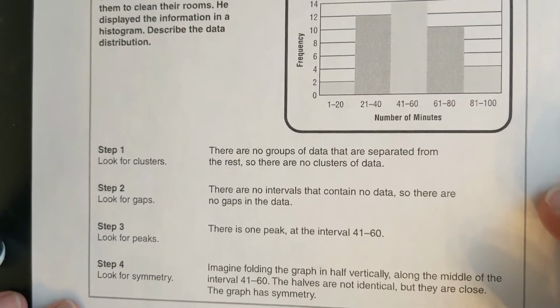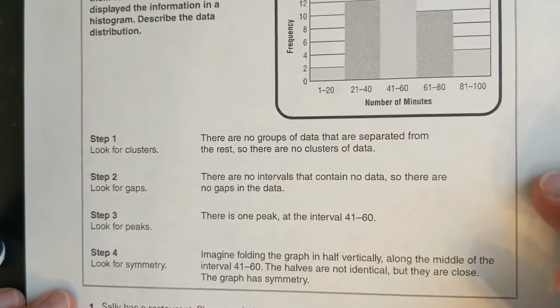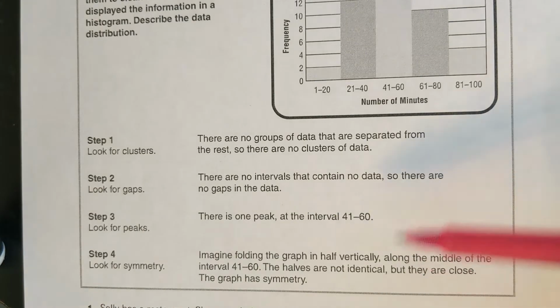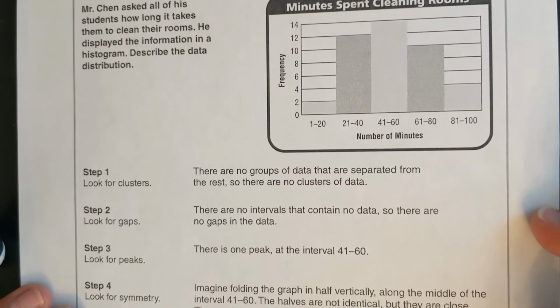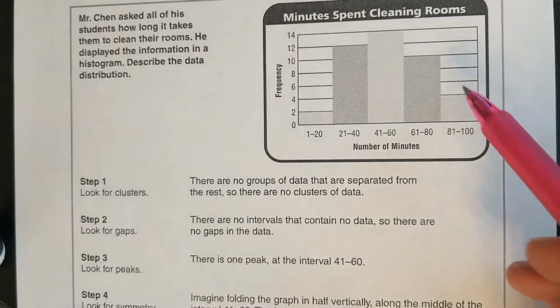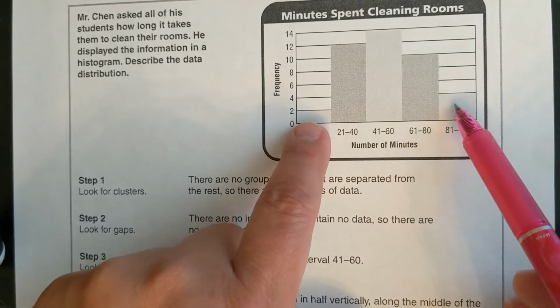And then in the very last question, you look for symmetry. This says, imagine folding the graph in half vertically. Remember, symmetry is if we were to draw a line somewhere, both sides are equal. They look exactly the same, like a mirror image. Imagine folding the graph in half vertically along the middle of the interval 41 to 60. The halves are not identical, but they are close. So we would actually call this graph symmetric, even though this is a little shorter and this is a little taller than this one.